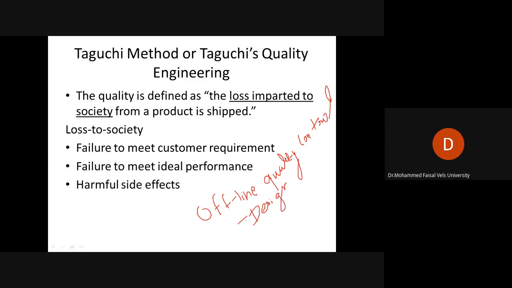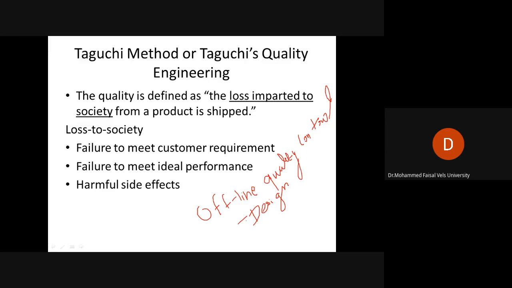Talk about more in terms of the design stage itself. That's why we want to reduce or eliminate the variation of the final product during the design itself and its manufacturing process. If you design the product itself, you have to identify what the loss is. Even along with the design, it doesn't mean that he does not bother about the final quality of the product.